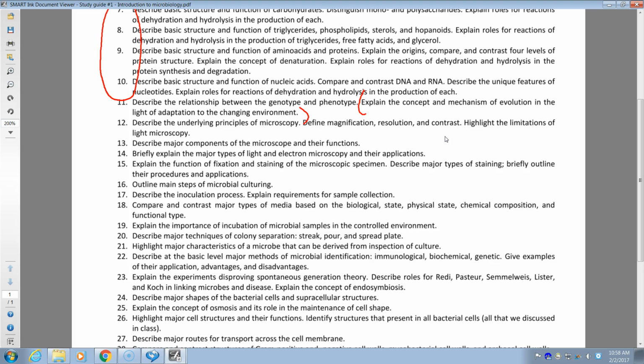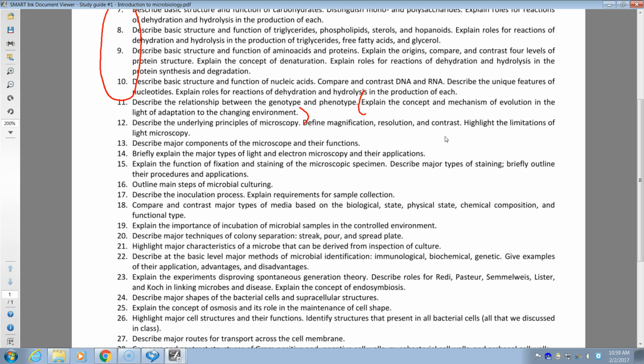Fixation. Why do we fix? So it doesn't move. Why do we stain? What do we increase when we stain? Contrast. Resolution? We can't increase resolution. We can only increase contrast or magnification. Major types of staining: simple versus differential. In simple, you have to understand the difference between positive and negative. Differential stainings that we talk about: gram, acid fast, endospore, flagellar, and capsule.